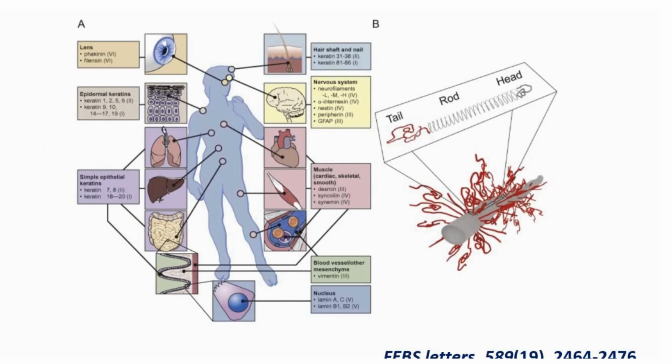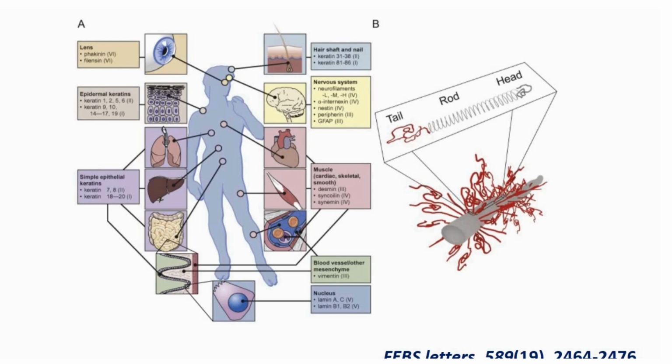This I have taken from FEBS Letters, a prestigious journal, and this journal gives a descriptive account of intermediate filaments. You can always give it a general reading if you are interested to study further. Accordingly, intermediate filaments are everywhere, right from the lens where you have phakinin and filensin. You have epidermal keratins, keratin 1, 2, 5, 6, 9, 10, 14 and 17. You have simple epithelial keratins in the lungs, such as keratin 7, 8 and 18 to 20. We also have, in the hair shaft and nail, keratin 31 to 38 and 81 to 86.